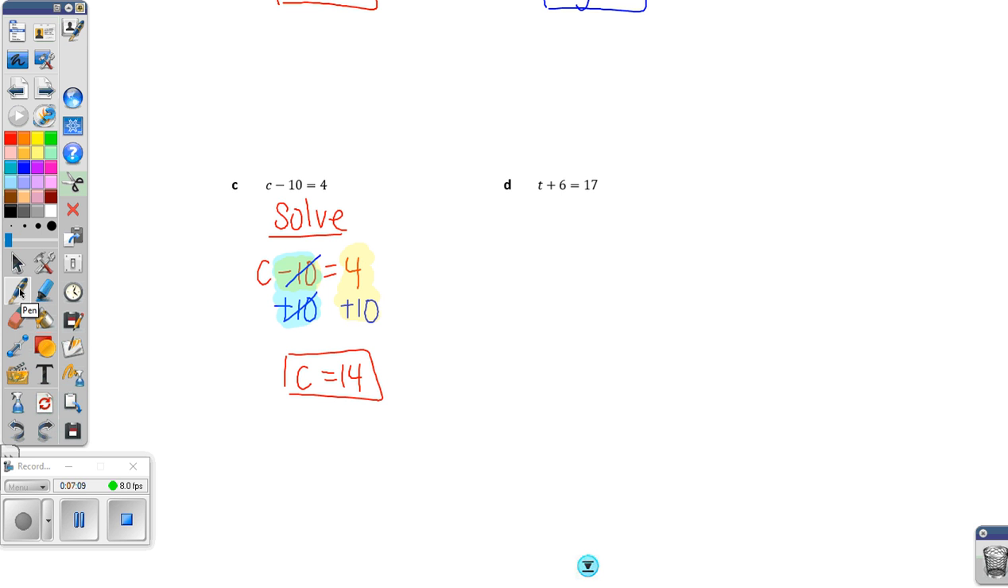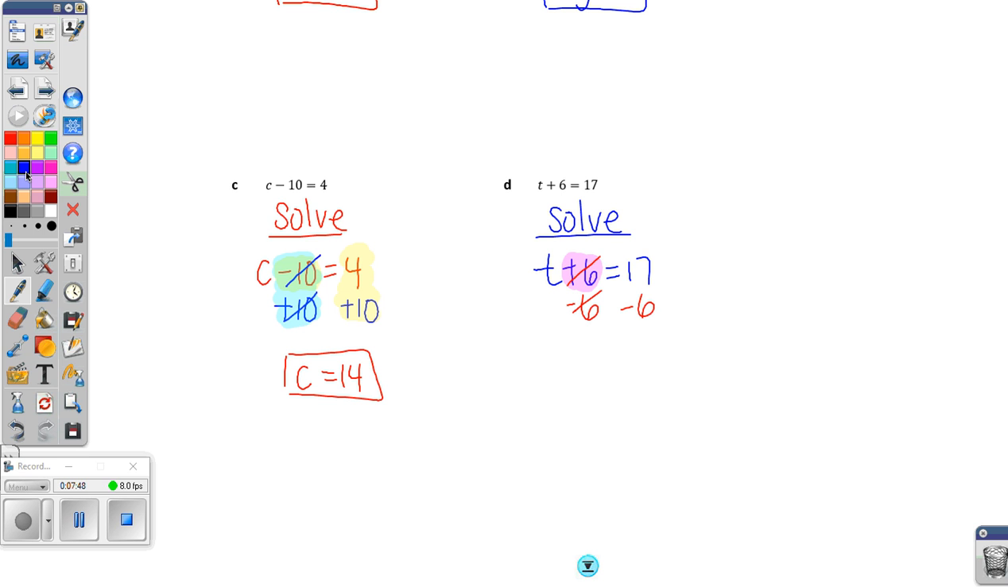All right, so question D. The problem is t plus 6 is equal to 17. So the inverse operation, if we were to get t by itself, we're looking to get rid of adding 6. The inverse operation of addition is subtraction. Before I move on, I'm going to check. Positive 6 minus 6 is 0, so those two cancel out. I'm going to subtract 6 from 17 as well to keep that equality.